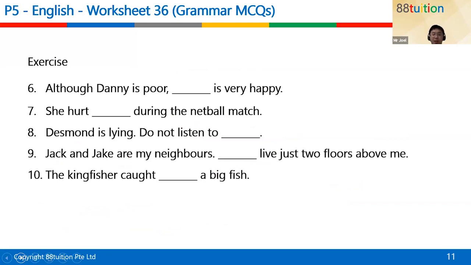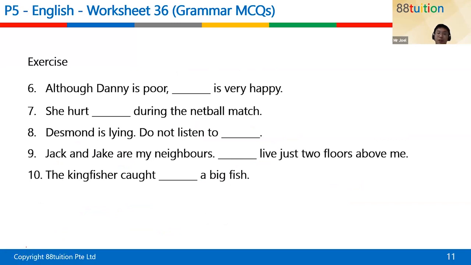How about number 6? Although Danny is poor, what is very happy? We definitely don't need a reflexive here. Emma and Jianing are right. Good. Hardik, you're good. That's right. Felix is correct. Yes. Regina, you're correct. Good. So, yes, Marco and Jerusha, you're right as well.